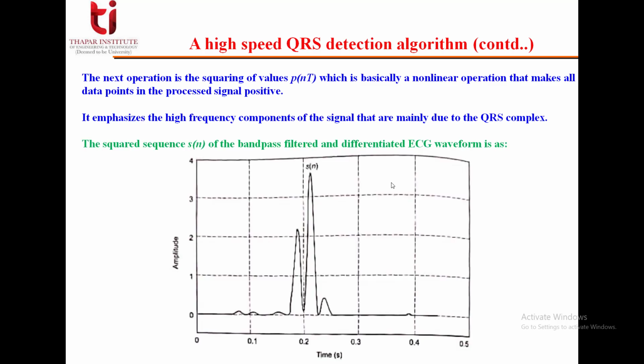So the squared sequence, we are describing that by Sn, of the band pass filtered and differentiated ECG waveform, as you can see in this figure. This is the squared output.